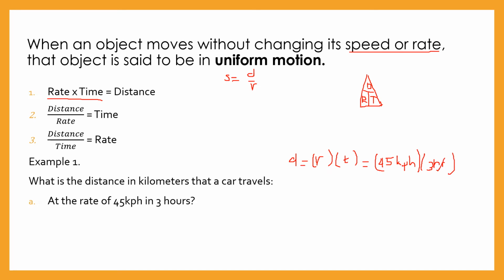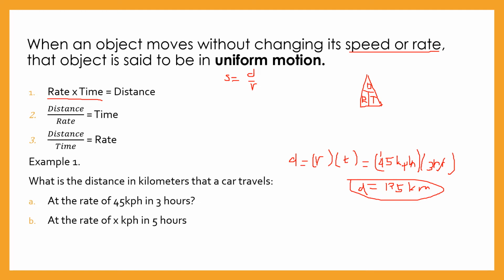So, ayan. Cancel natin si r. So, 45 times 3. So, we have 5 times 3 is 15. Okay, 3 times 4, 12 plus 1, 13. 135 kilometers. So, ibig sabihin, ang distance na i-travel ng isang car in 3 hours with a rate of 45 km per hour, ang distance niya is 135 kilometers.